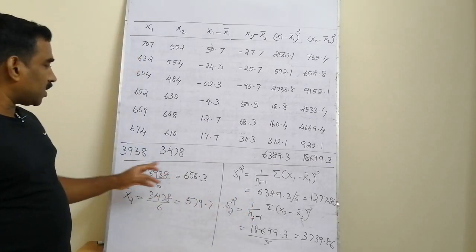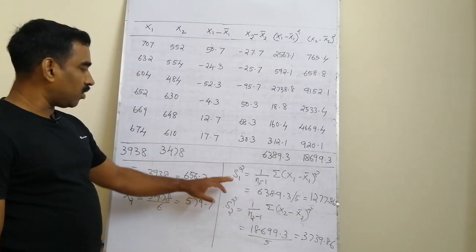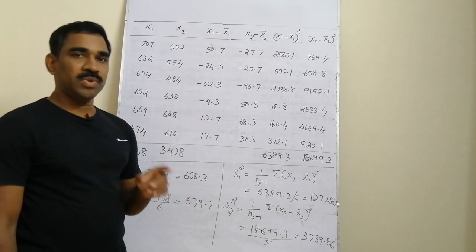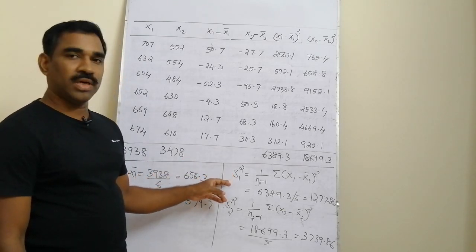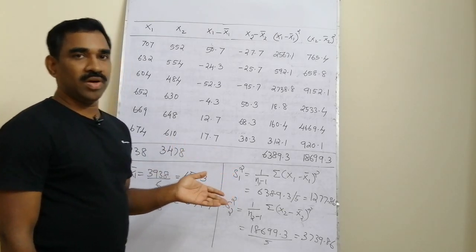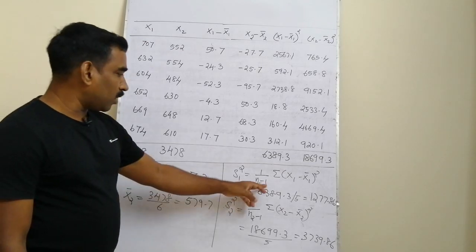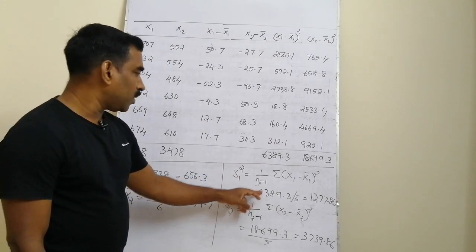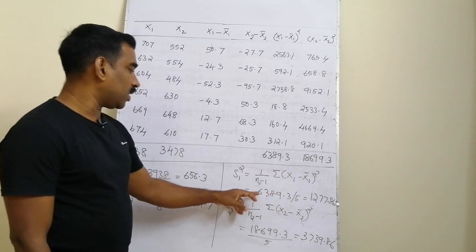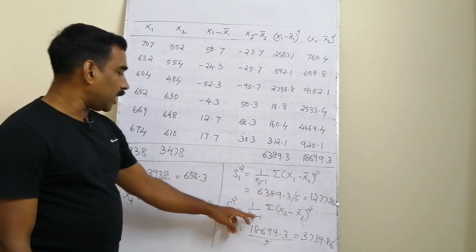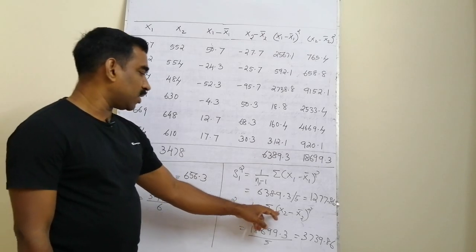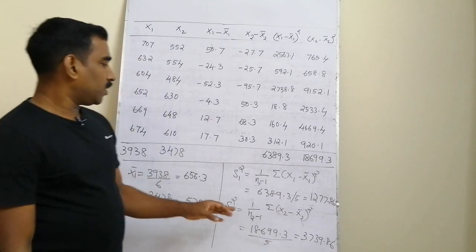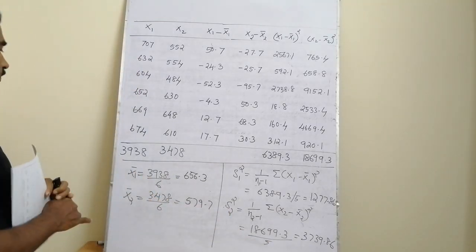s2 square. Now using these sample variances s1 square and s2 square, we have to compute the pooled sample variance from the formula. What is the formula for pooled sample variance? sp square is equal to n1 minus 1 into s1 square plus n2 minus 1 into s2 square divided by n1 plus n2 minus 2. So by cross multiplication we get n1 minus 1 into s1 square. What is n1 minus 1 into s1 square? It is the sum sigma x1 minus x1 bar the whole square, that is 6389.3. And similarly n2 minus 1 into s2 square means the sum sigma x2 minus x2 bar the whole square, that is 18699.3.